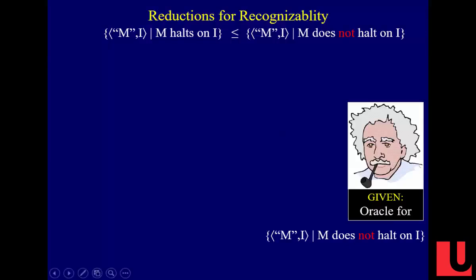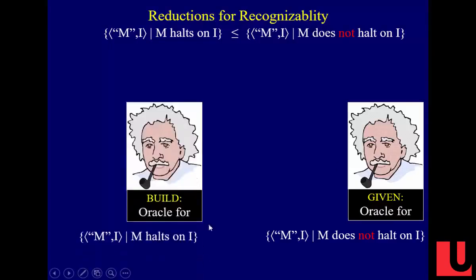Right? So I'm given an oracle that solves this problem. I want to come up with an oracle that solves this problem. What is this problem? It's given an M and an I. You want to know, does M halt on I? What are we going to give this oracle? We're going to do an instance map. We just give it the same M and I, right? We just give it to it.